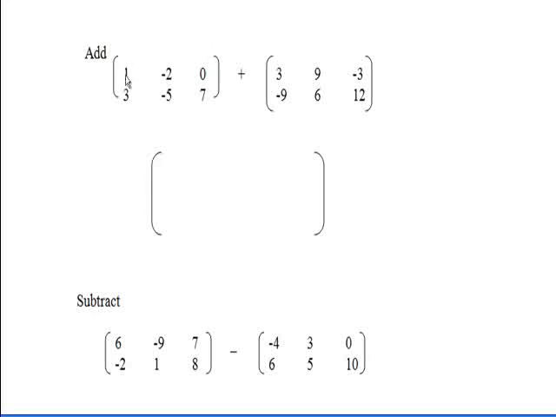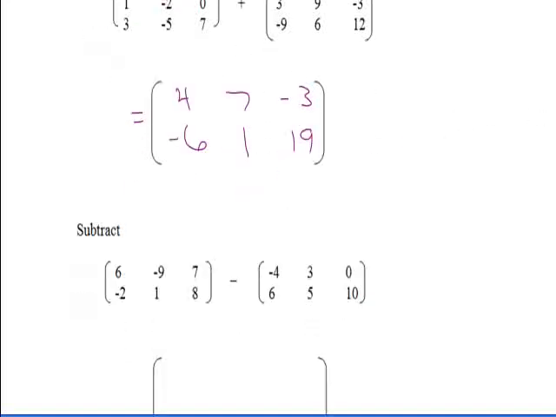If you think you have the idea, then go ahead and try it and then look up and see if we have the same thing. So 1 plus 3 is 4. Notice my dimensions. That I have 2 rows and I have 3 columns. So this is a 2 by 3 and the other one is a 2 by 3. Negative 2 plus 9 is 7. 0 plus negative 3 is negative 3. 3 plus negative 9 is negative 6. Negative 5 plus 6 is 1. And 7 plus 12 is 19. So after our addition, this is our 2 by 3 matrix that we should get.